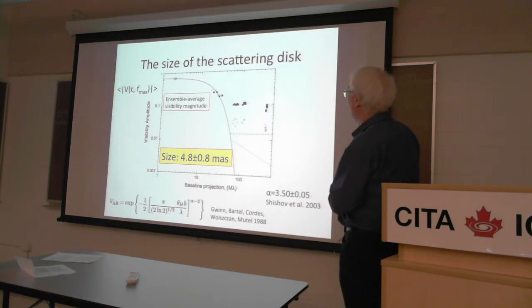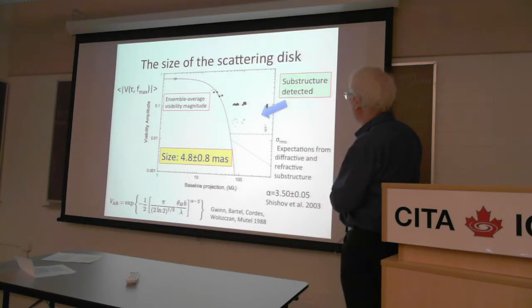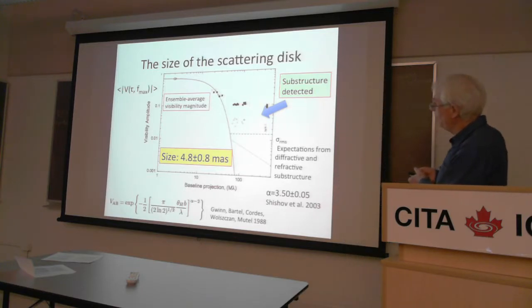Okay, so what else did we do? Well, the interesting thing is that apart from this, we had these large baselines and clearly could observe the amplitudes outside what we call the ensemble average visibility magnitude, and clearly saw significant structure there. And here are some theoretical values for the RMS of the fluctuations. Now, what does it actually mean?